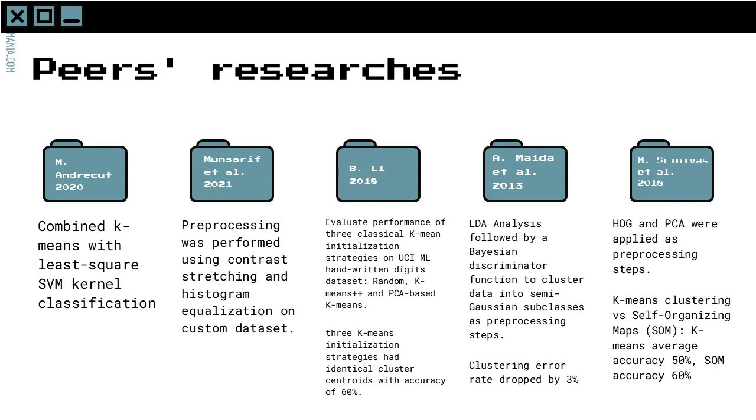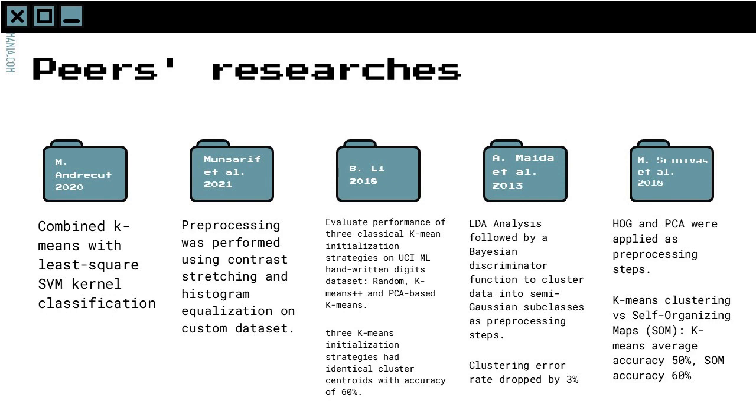Boyang Lee, in an experiment on k-means initialization strategies on a handwritten digits dataset, evaluated the performance of three classical k-means initialization strategies on the UCI-ML handwritten digits dataset: random, k-means++, and PCA-based k-means. The experiment results showed that the three initialization strategies find almost identical cluster centroids and have similar clustering accuracy. However, the PCA-based k-means strategy significantly improves running time.